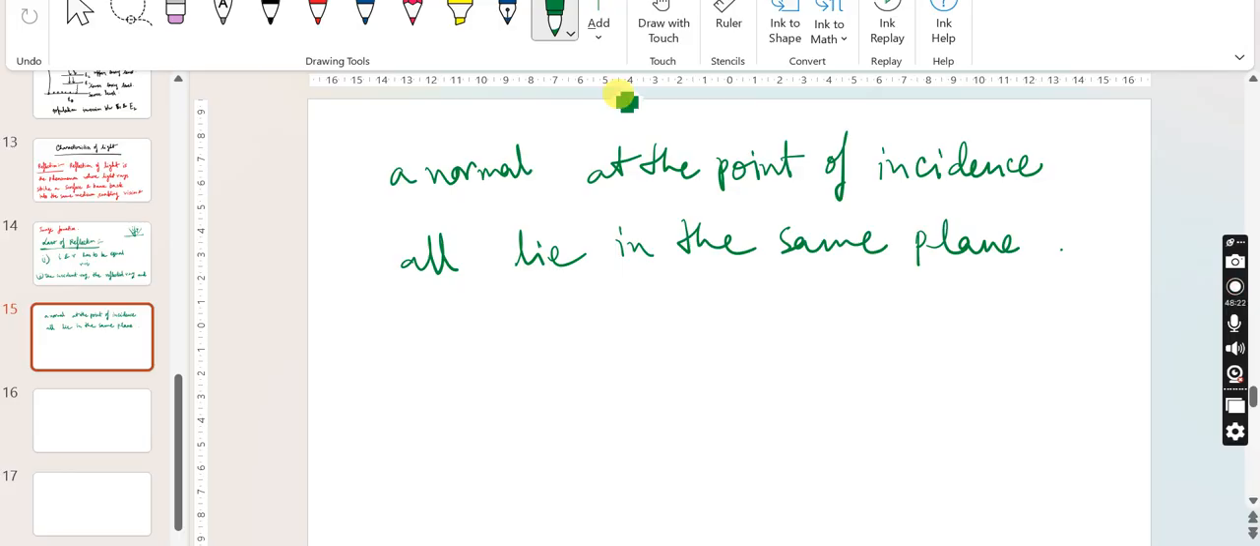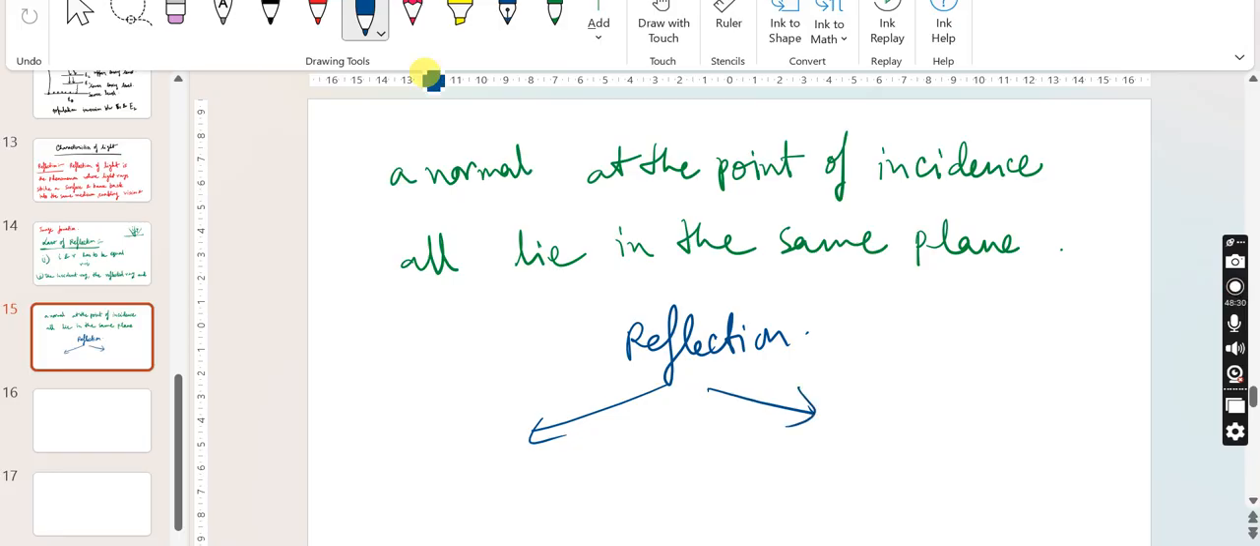Okay. Reflections are typically of two kinds. One is regular reflection, or specular reflection, and another is diffused or irregular reflection.